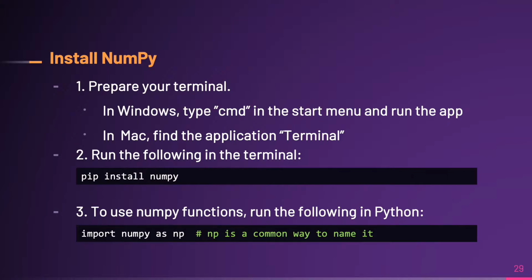To install NumPy, first prepare your terminal. In Windows, type cmd in the Start menu and run the Command Prompt app. In Mac, find the Application Terminal. In the terminal, run pip install numpy. You won't be able to install NumPy if you don't have pip, which should have been automatically installed when you downloaded Python. In Python text editors, if you want to use NumPy functions, run import numpy as np, because np is a common way to nickname NumPy in code.